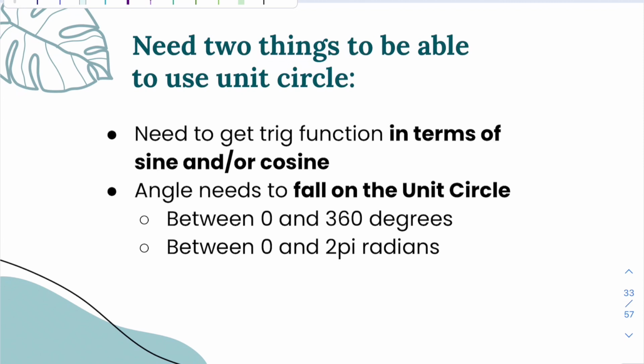Cosecant we just saw, we could pull that off the unit circle, but we had to put it in terms of sine. So the first thing you need to do is get the function in terms of sine and/or cosine, so that we can actually pull it off the unit circle. The second thing is that our unit circle values only go from 0 to 360 and 0 to 2 pi. So if you are doing multiple rotations around or it's a negative angle, you need to figure out where the terminal side falls between 0 and 360 or between 0 and 2 pi to be able to find it on the unit circle. Let's do some examples and see if we can make some more sense of this.